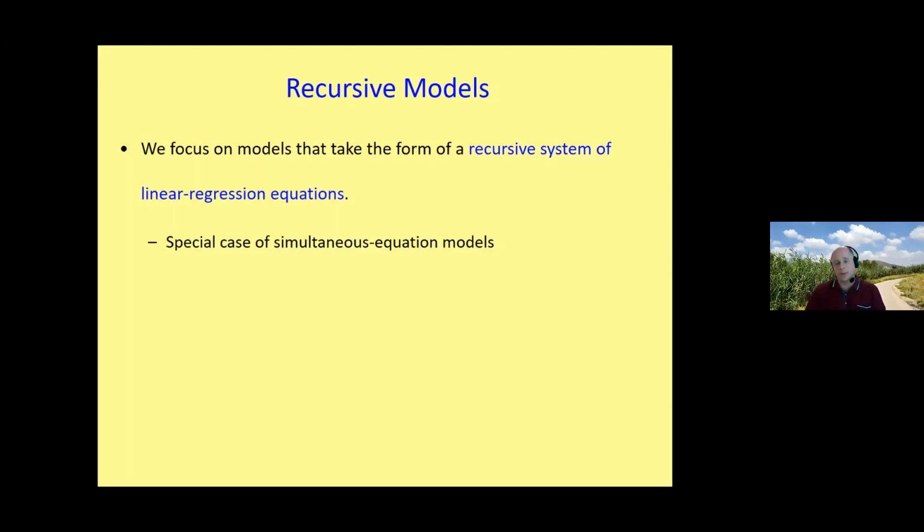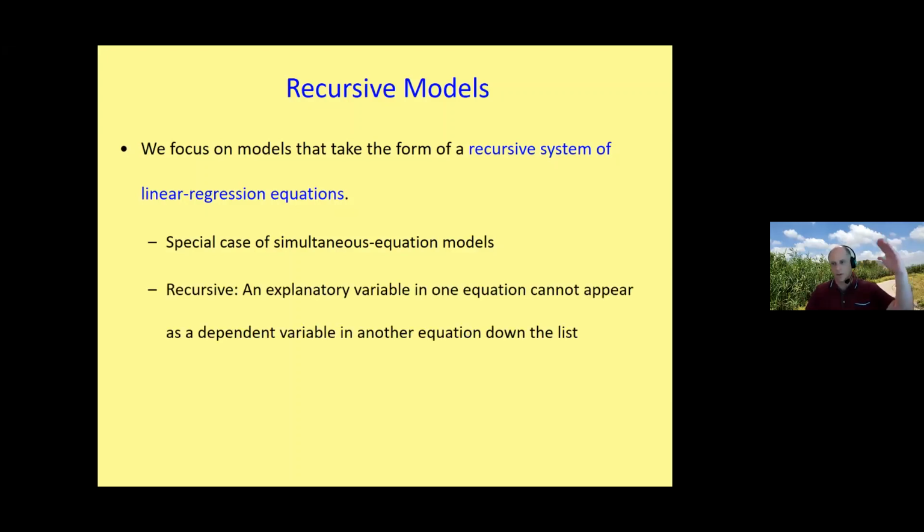Simultaneous equation models, except it's simultaneous equations without simultaneity, without feedback effects. You have a unidirectional flow of influence from the top of the system of equations to the bottom. More precisely, the system is recursive if when you have an explanatory variable in one equation, that variable will not appear as a dependent variable in some other equation down the list. And because of this unidirectional flow of influence, it invites causal interpretation. So it's very natural to interpret such a model as a causal model.